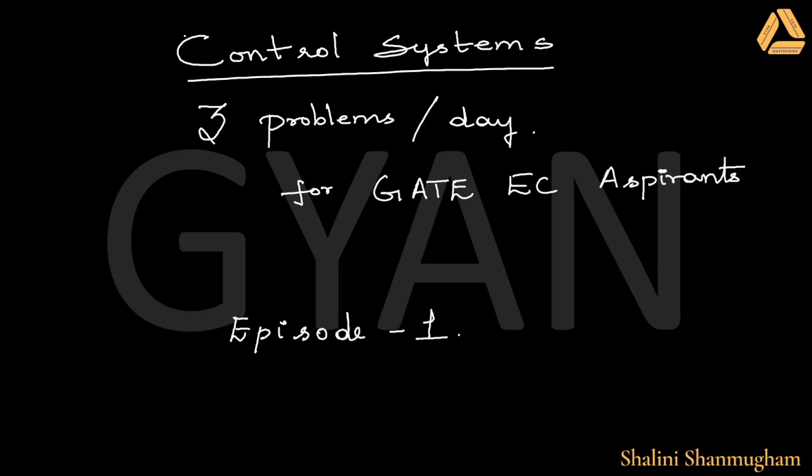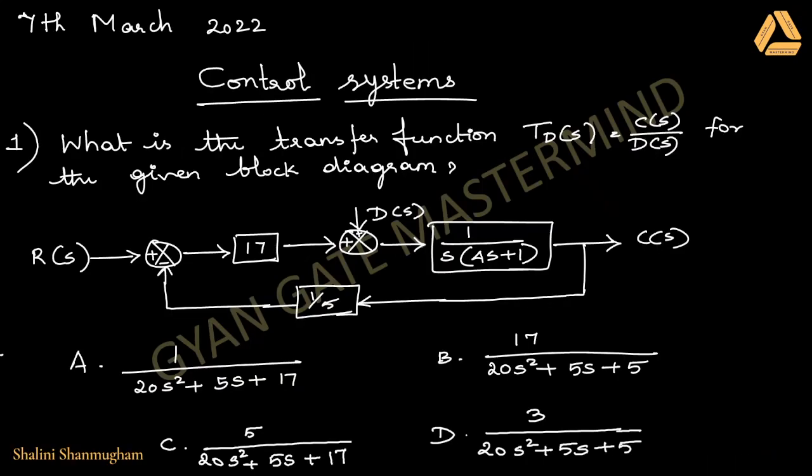Welcome friends. Today we are going to solve three problems in control system. This is the first problem. In this first problem they have asked to find the transfer function TD of S. If you see in this block diagram there are two input signals D of S as well as R of S, where C of S is the output of this block diagram.